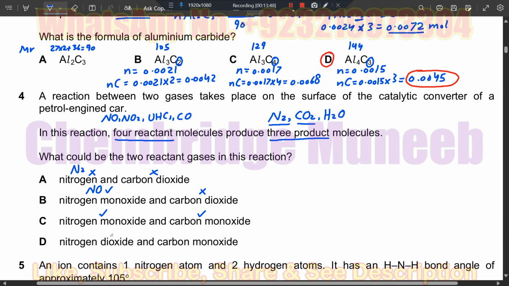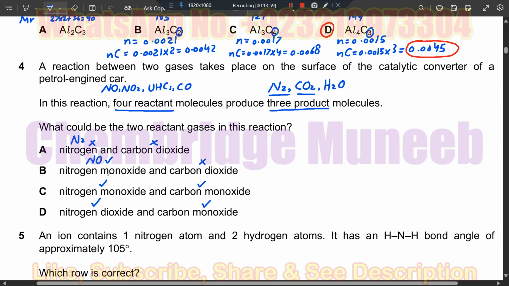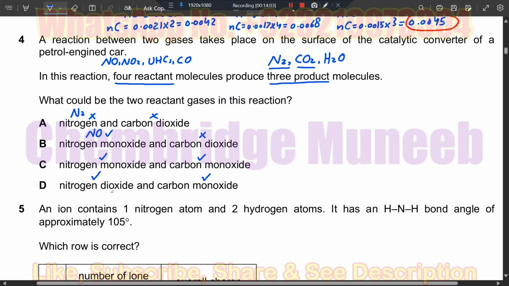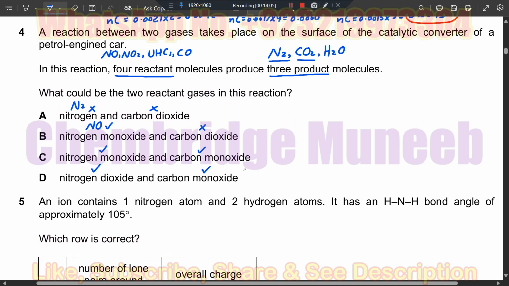And option D says it is nitrogen dioxide. We can also consider NO2 to be the reactant, so it is also possible. And carbon monoxide to be the reactant, yes, it is also possible. But we now have 2 options to be correct. We have to construct the equation to find the right answer. Okay, let's apply it for option C.